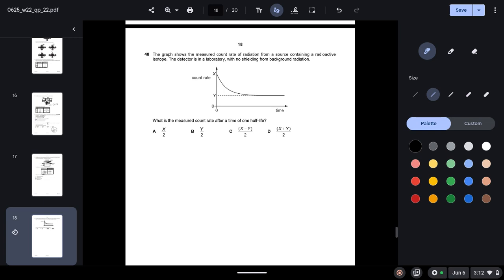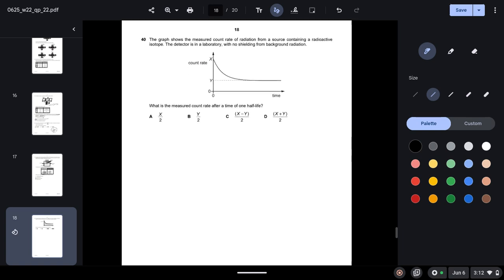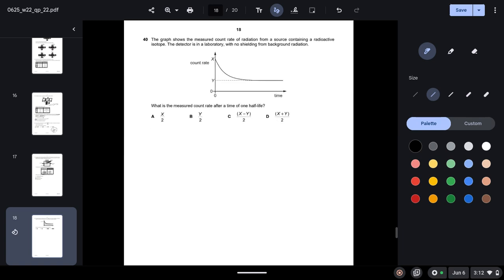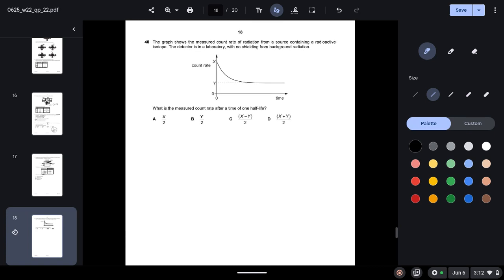Moving on to the last question. The graph shows the measured count rate of radiation from a source containing a radioactive isotope. The detector is in a laboratory with no shielding from the background radiation. What is the measured count rate after a time of 1 half-life? So we know that we can calculate the count rate using 1 half-life. So that means an average. So the average would be given by (x plus y) over 2. This would give us the count rate after one half-life.